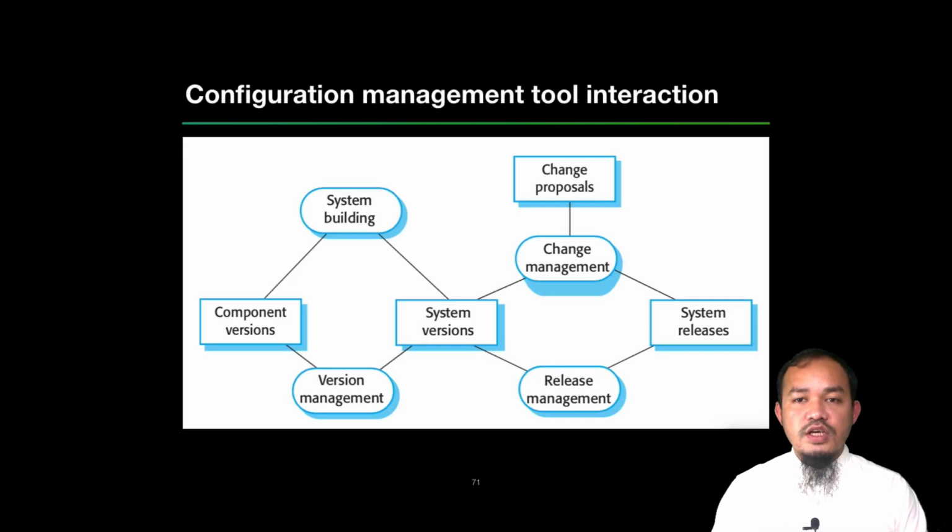Configuration management tool interaction. For example, here you can see we have the component version, so our code, right? So we start to build, okay, system building. It will become the system version. If there is something changed, management decides whether it is changed or not changed, so system release. If there is something changed, then we have release management. From component version to system version, there is version management, to take control of the version, what version is going to be the version of the system.